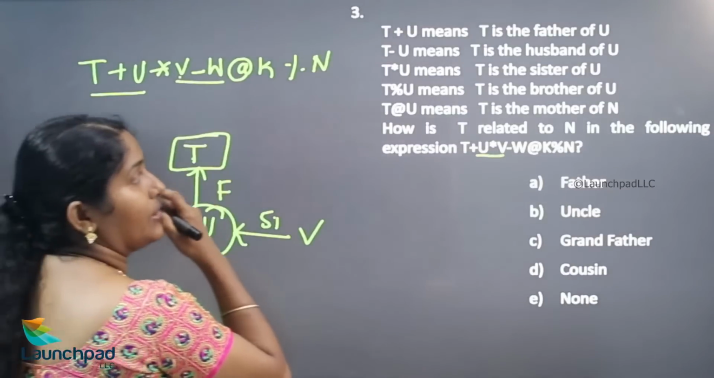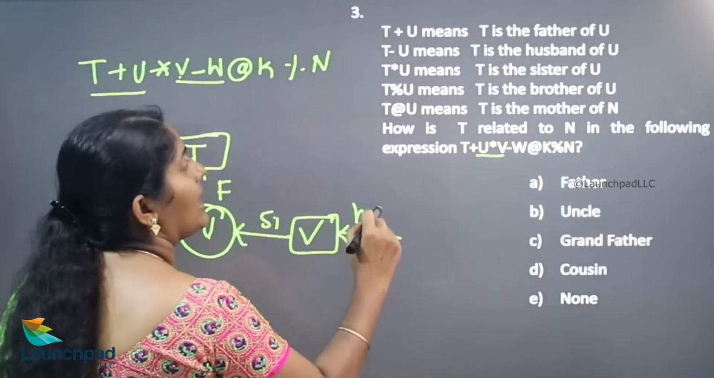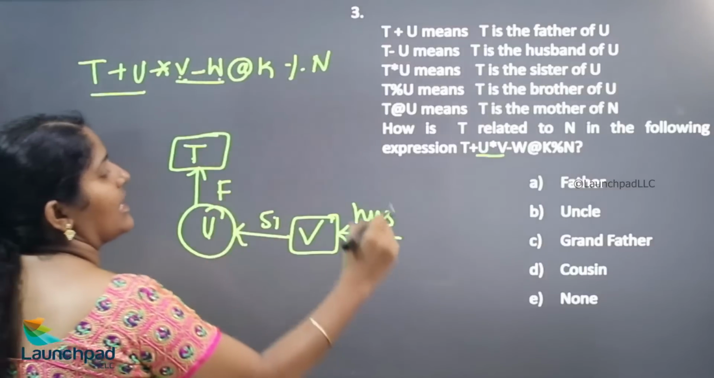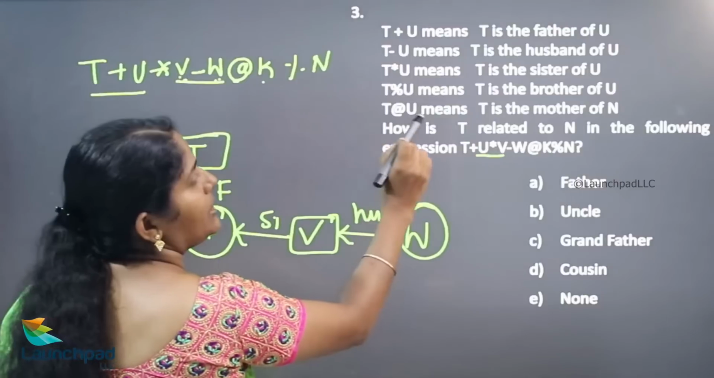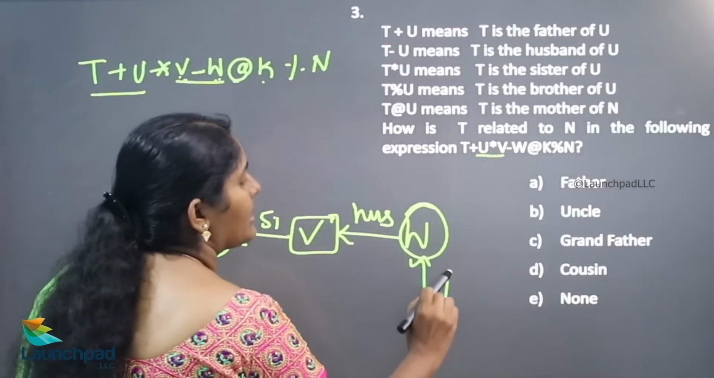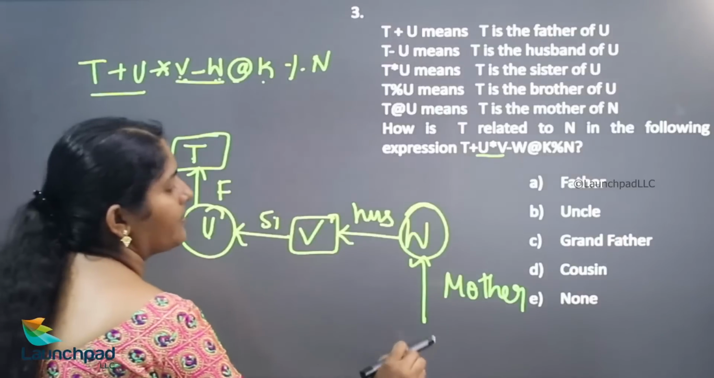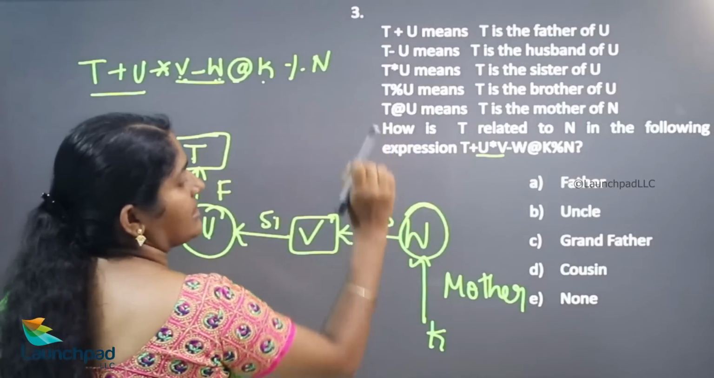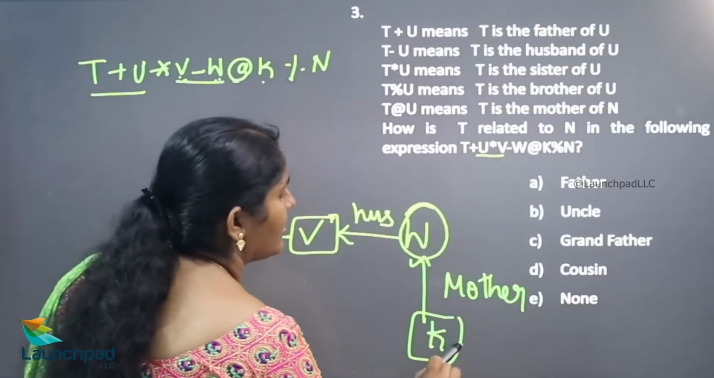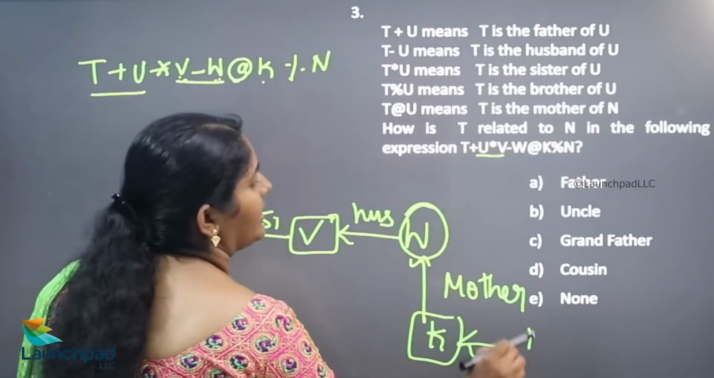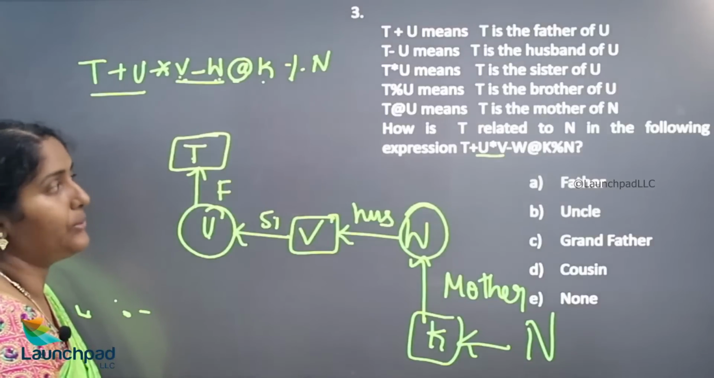V minus W: V is the husband of W. W is the mother of K. K is the brother of N. In this question, how is T related to N?